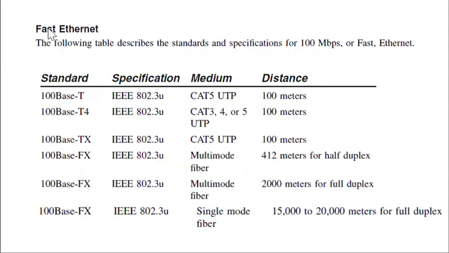Then you have fast Ethernet. So when you say fast Ethernet, the speed is 100 Mbps, okay. So you'll see if it is fast Ethernet, it is always 100 base T, okay, 100 base T4 or TX, FX, LX, and so on, okay. And these are the specifications again: 100 base T, speed is 100 Mbps, the signal type is base, and T indicates the UTP cable. So the distance traveled is 100, okay.